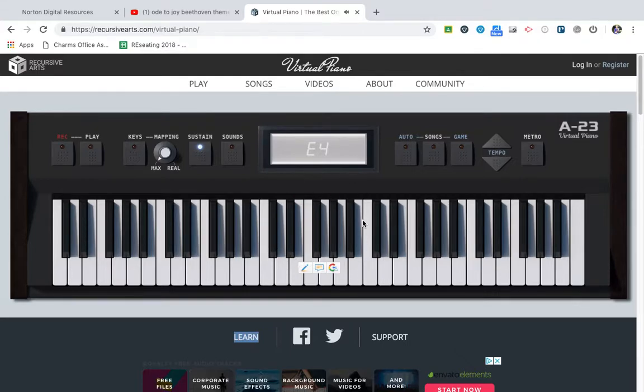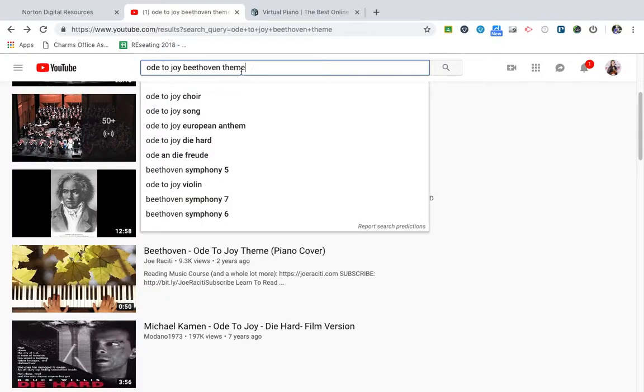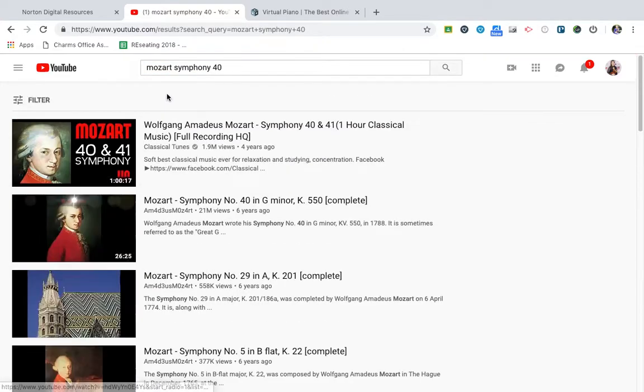So that was an example of something that's diatonic. An example of classical music would be, let's use Mozart, because I was playing this a lot with you guys.